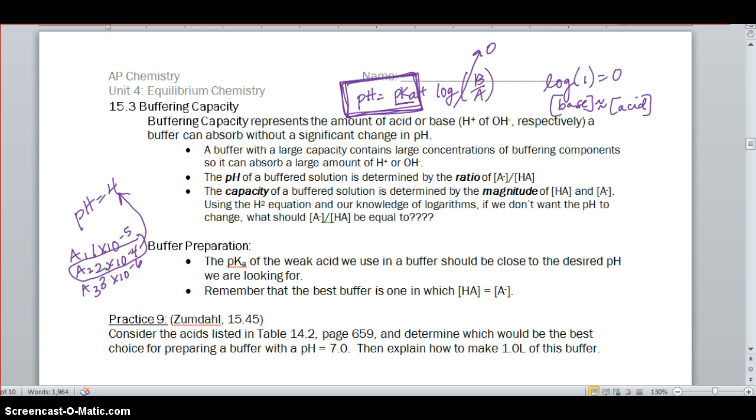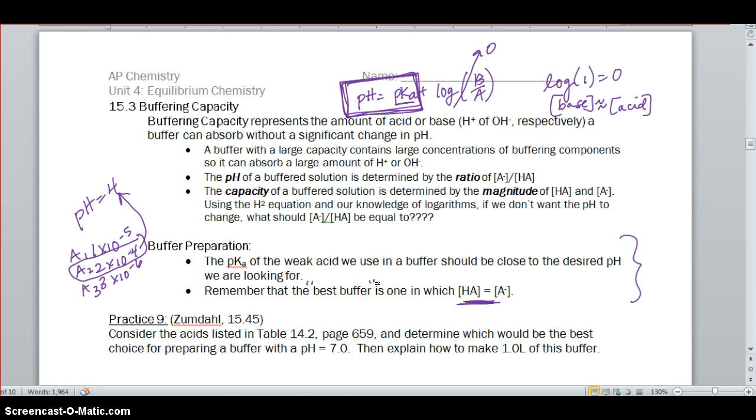And then they may go on to ask you, well, what would the concentration of the base be, or the acid? And we'll deal with that in just a minute. But know that when these guys are equal, then the pH will just be equal to the pKa, and it'll be able to resist changes in pH. And so that's what this is talking about. And then they tell you to remember that when those guys are equal, it's the best buffer.